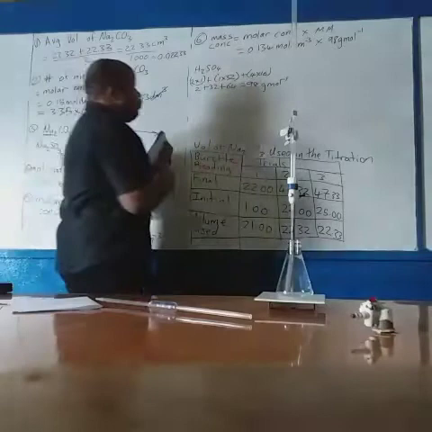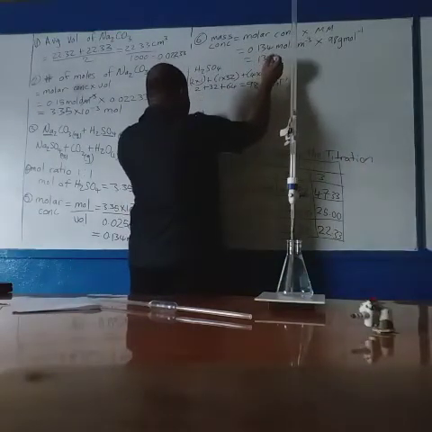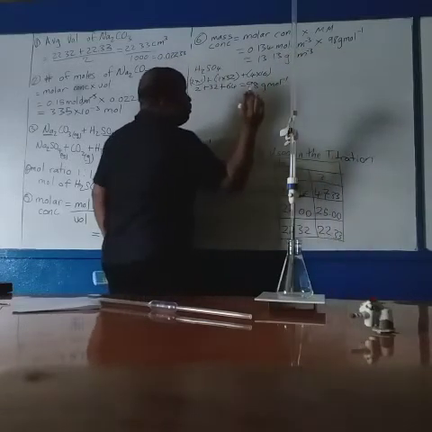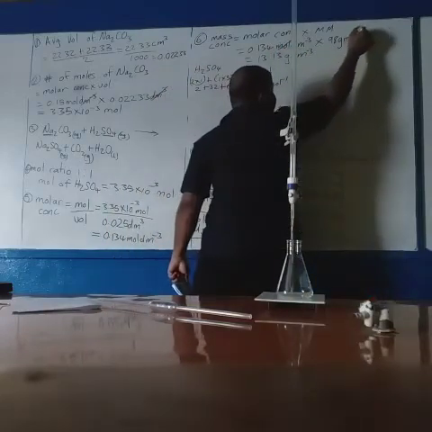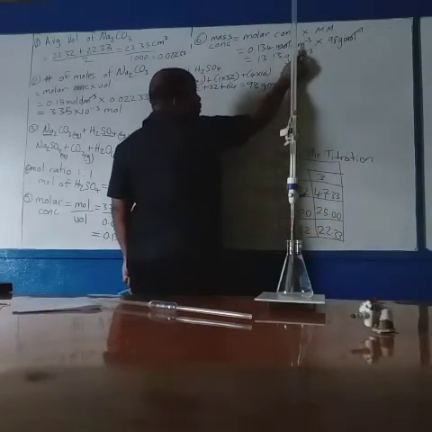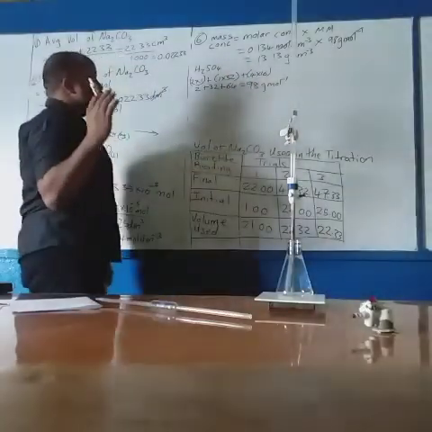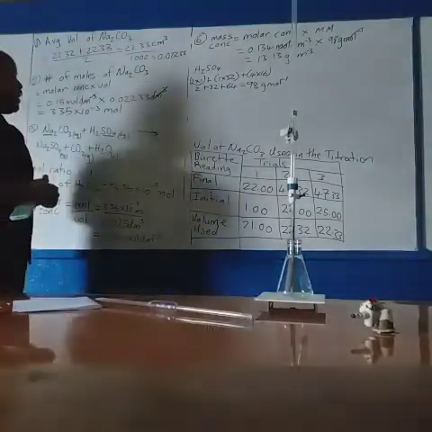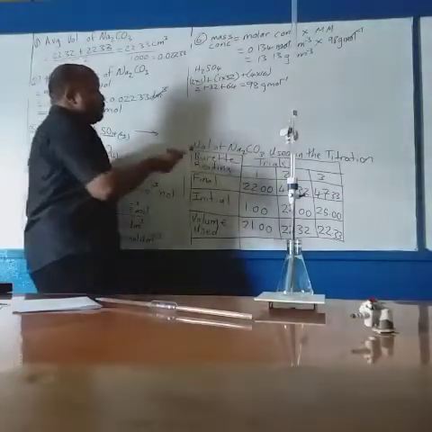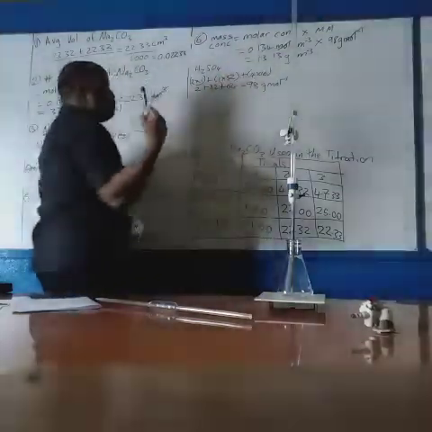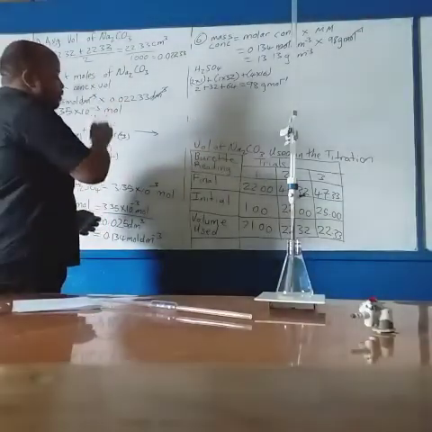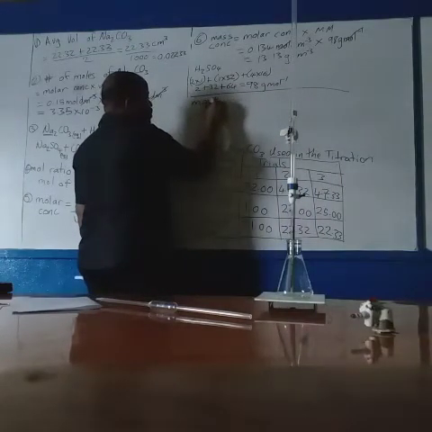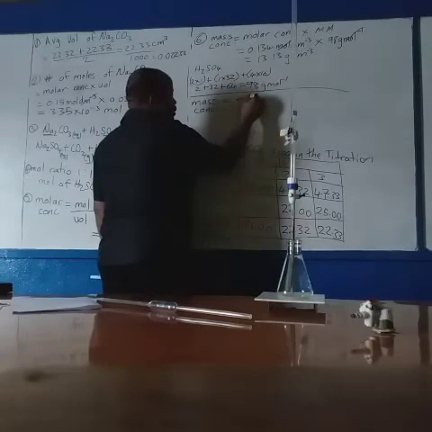And that's 13.13. So it's 13.13 grams per dm cube. Remember now, mole will cancel. So I'm left with grams per dm cube, which is the unit for mass concentration. So if you have the molar concentration and you want to find mass concentration, simply just multiply the molar concentration by the molar mass.